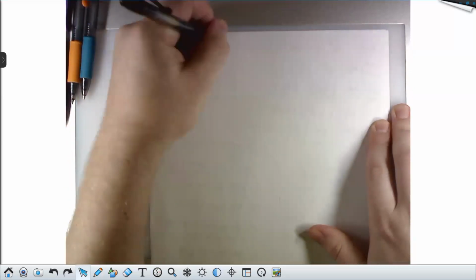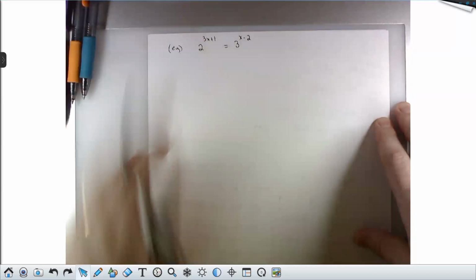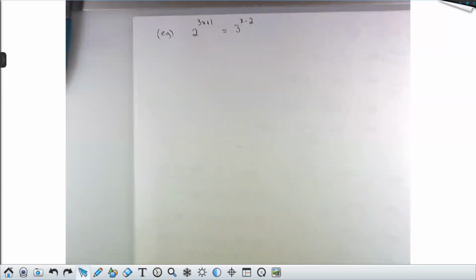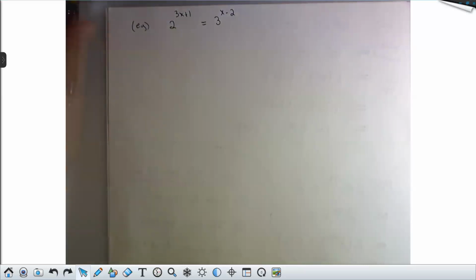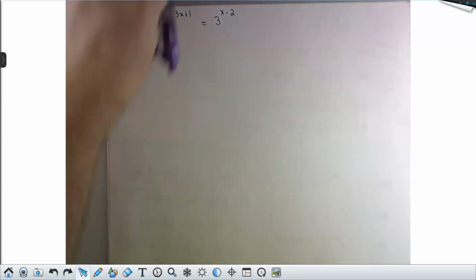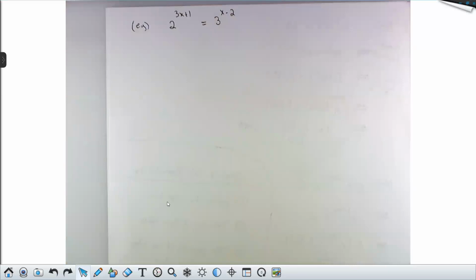Again, lots of ways these can be more complicated. I don't want to spend all the time in the world, but let's do this one. 2 to the 3x plus 1 is equal to 3 to the x minus 2. Here, both sides are exponentials. But on both sides, the exponential terms are isolated. There's no like +7 hanging out over here, or this isn't being multiplied by 6 or something, right?